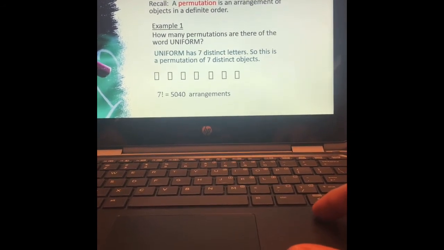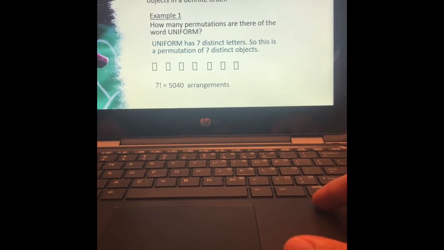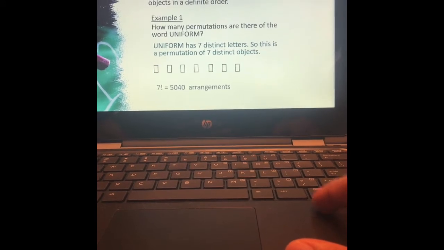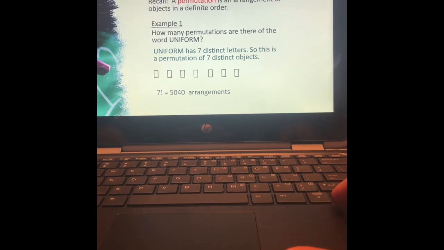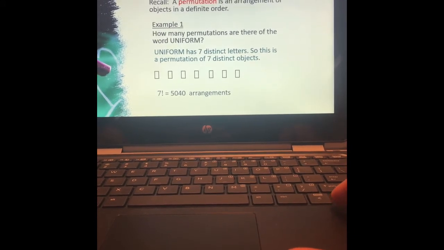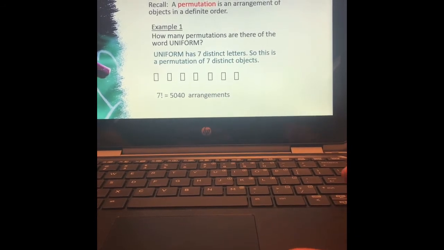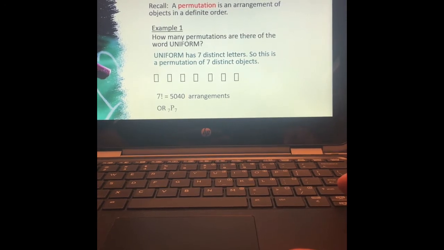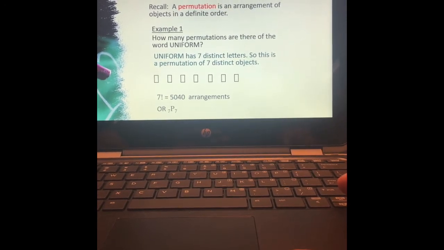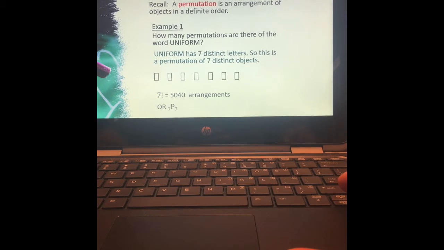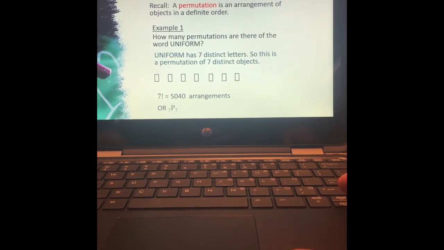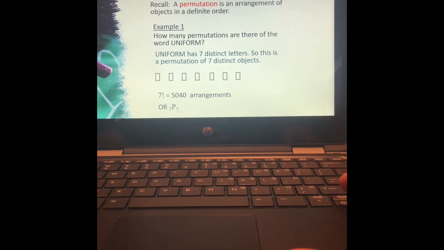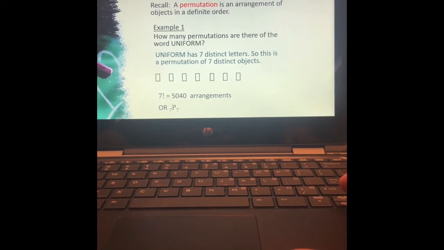So in position 1, there's 7 letters. Okay, 7. You take away 1, you get 6. So position 2, there's 6. Take away 1, there's 5 left, etc. Easy way to do it, 7 factorial, should be in your calculator. That was yesterday. 7P7 is what we want to move towards. So there's 7 options and you need 7 of them in order. 7P7. We'll get to some more examples in a second here.